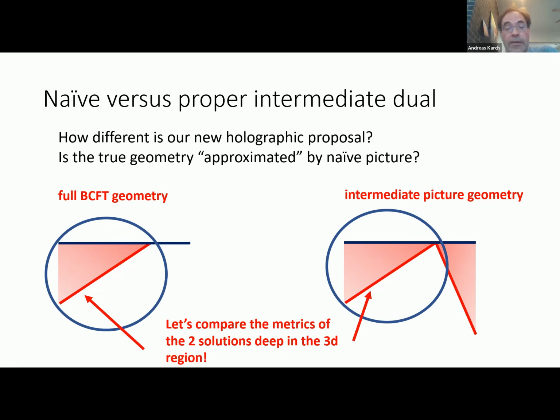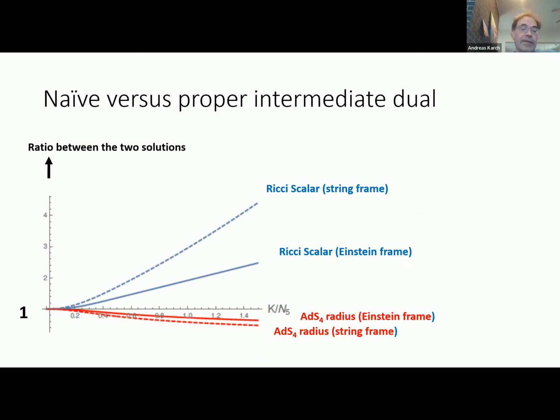And so what we're going to do, we compare the metrics of these two solutions deep in the 3D region. So towards the end, where the space-time, the internal space collapses. You know, there are lots of functions that you could plot. We picked a bunch of them, like the Ricci scalar in string frame and Einstein frame, the AdS radius in Einstein frame and string frame. We plot this as a function of k over N5, right? There were two parameters here.